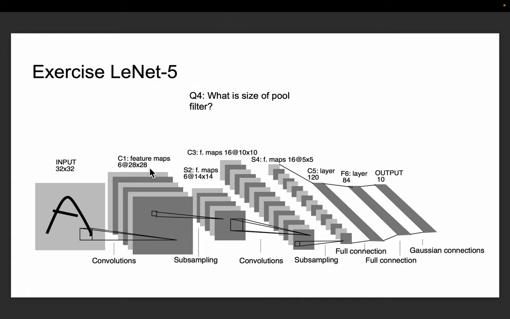Okay. After this, let's say we are using a pool filter. So you want to go from 28 cross 28 to 14 cross 14. What is the size of the pool filter? Will a simple pool filter suffice? Do you also need to do some striding? How do you go from 28 cross 28 to 14 cross 14?